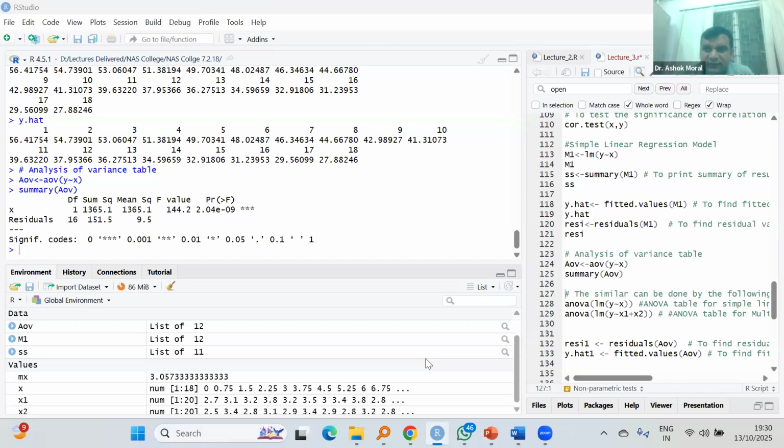What is the role of this intercept term in the whole regression model, and also when we are not considering intercept, then what is that?